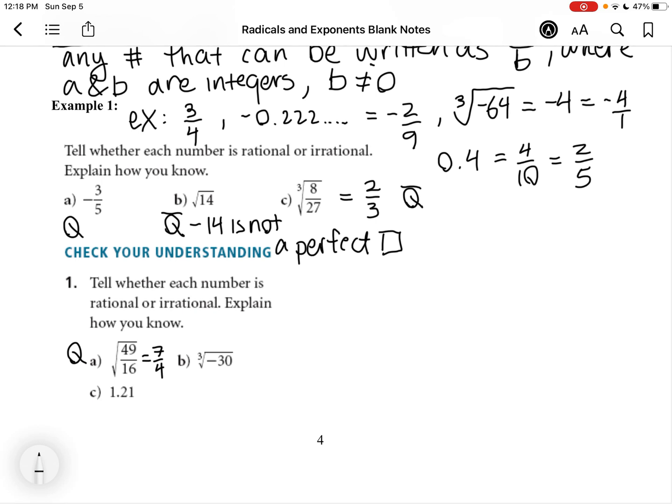Okay. B, the cube root of -30. So we have to ask, is -30 a perfect cube? And it is not. Okay, so this is going to be irrational. And the reason is -30 is not a perfect cube.